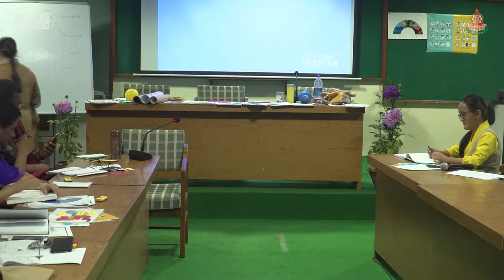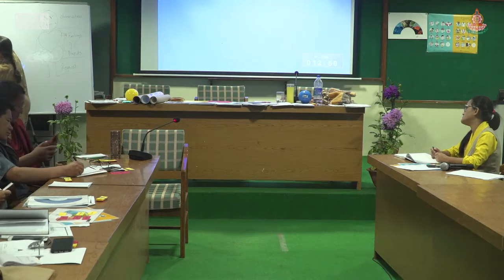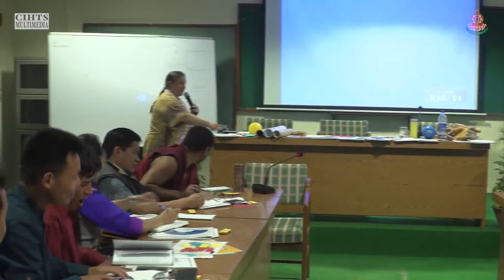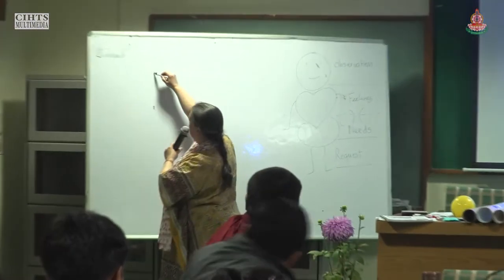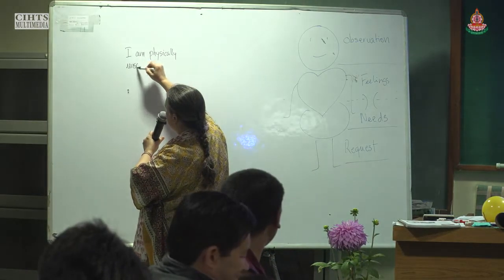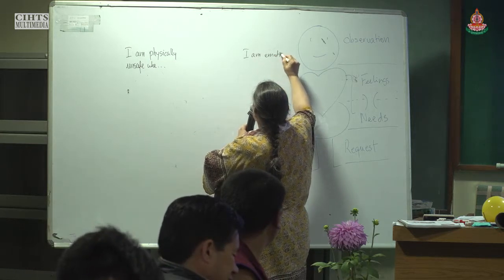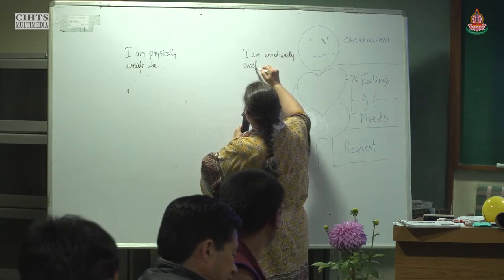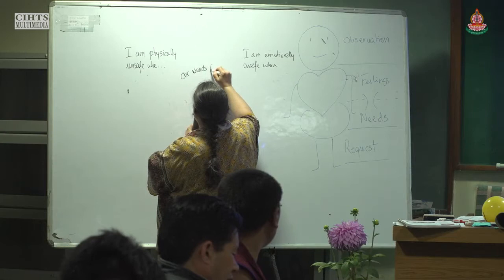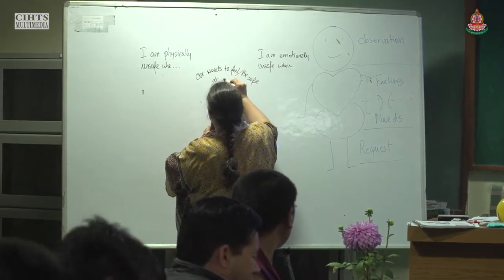So we take a poster. I don't want to make the board fall down, so I'm very cautious. I have a poster in front of the class, not too big, and I'm going to divide it in three parts. The first one goes, I'm physically unsafe when... I am emotionally unsafe when... and here in the middle, our needs to feel and be safe at school.